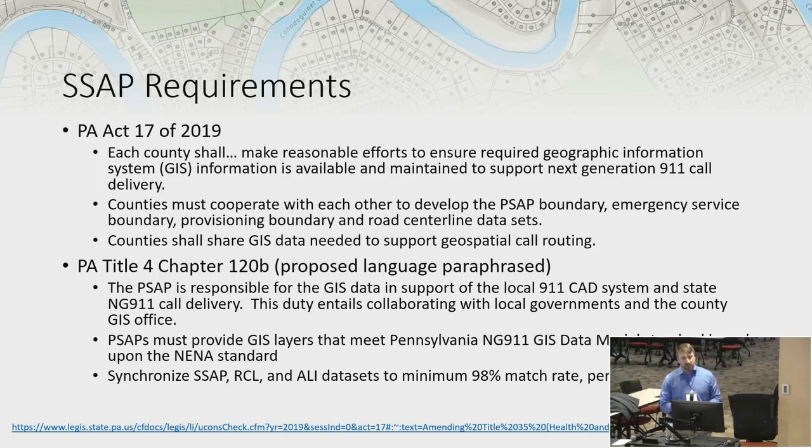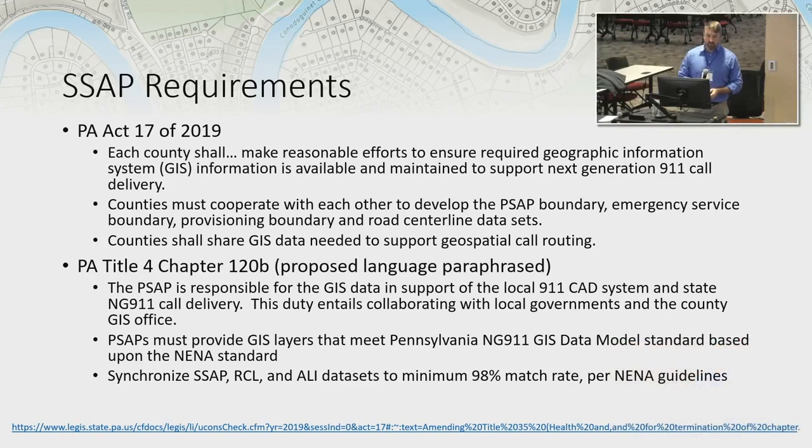We also have legislation that says that we've got to work together, right? We have 67 counties, and we need to be working all towards the same goal here. And that goal is Next Gen 911. So we have this Pennsylvania Next Gen 911 data model. Standards are based on NENA. That really helps us because we know what we're working towards. You can help your neighbor because you're both working in the same data set. So it's very good for standardization.